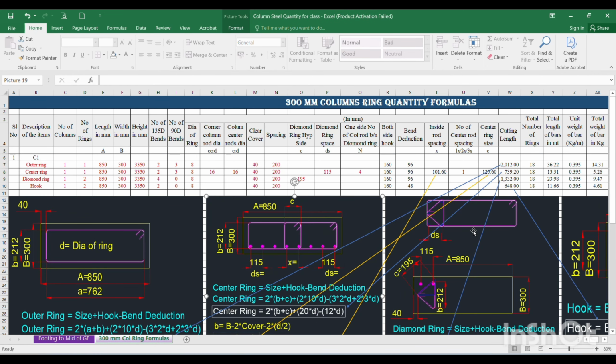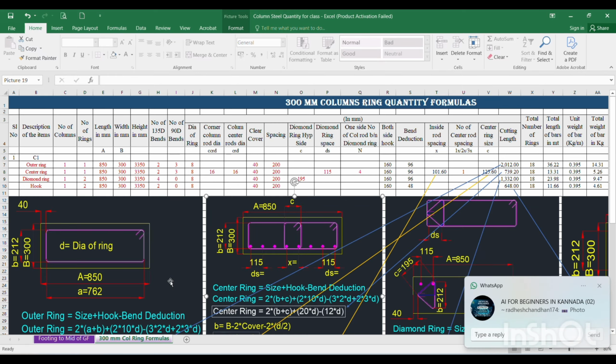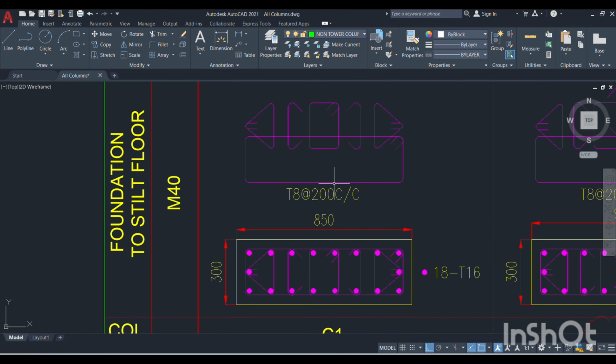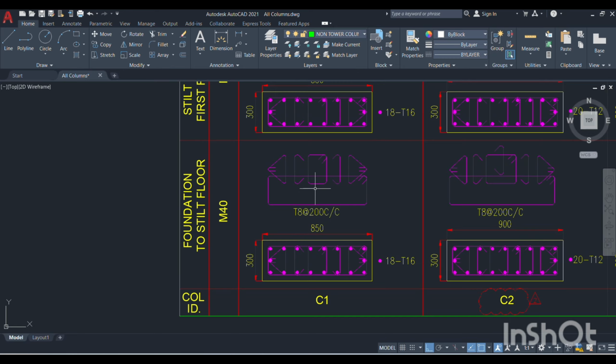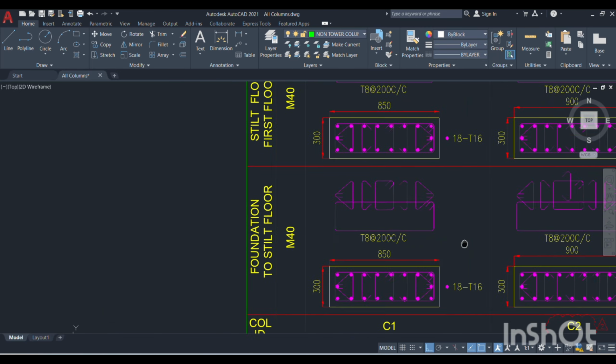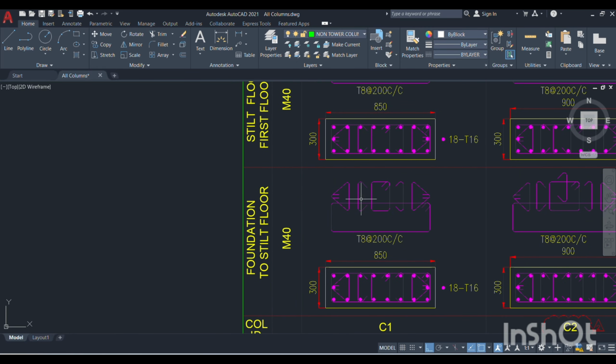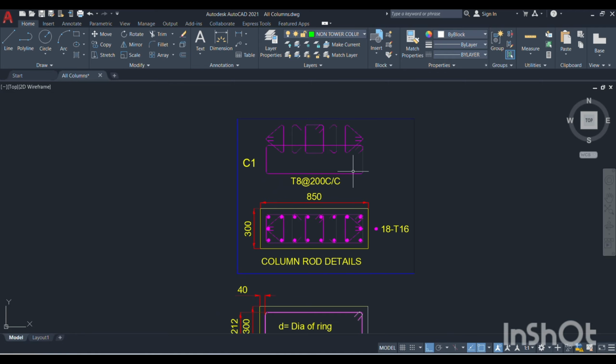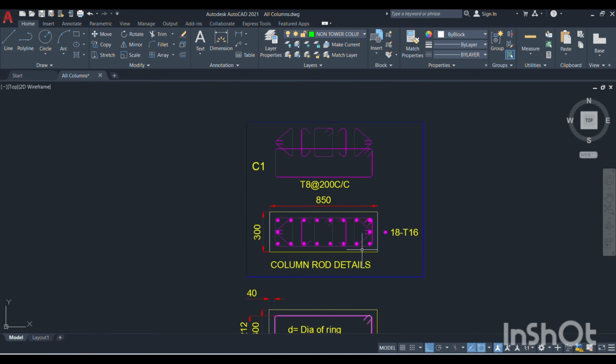This is the 300 mm column size ring tabular column, and I have taken one C1 column example for training purposes. First I will explain in the AutoCAD drawing what items are to be calculated and what formulas are involved in this column ring. This is the C1 column having 18 numbers of 16 dia rods, with one outer ring, two diamond rings, one center ring and two hooks. As per this, I am going to explain the required formulas for the respective rings.